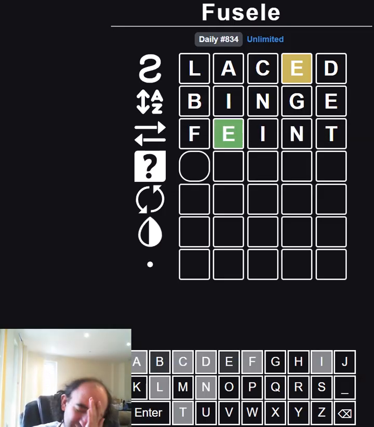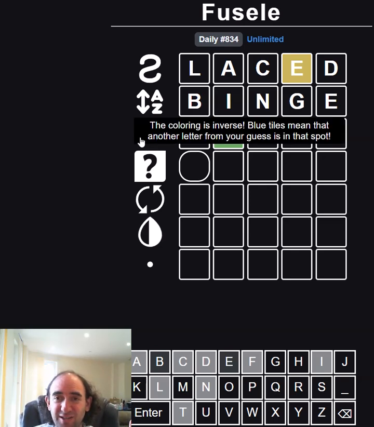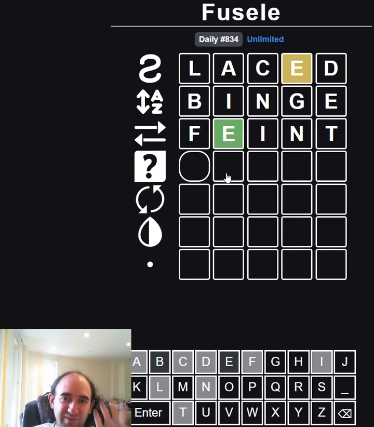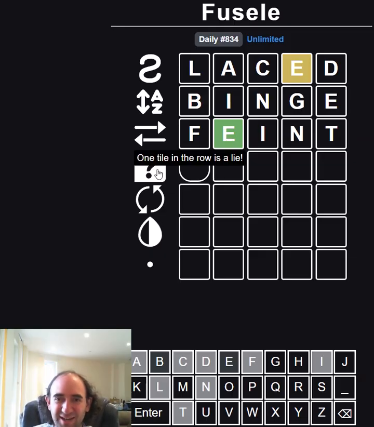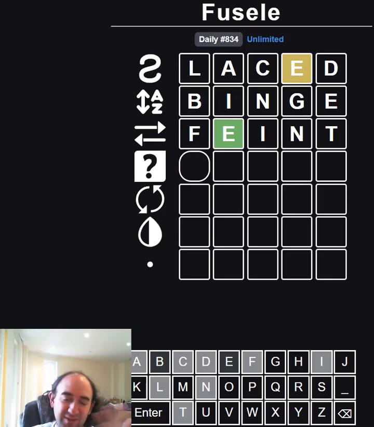Oh gosh, we've just ruled out another bunch of letters. Okay, so we don't get any blue tiles, so that means that the only letter we've got right still is the E. At least we've got it in the right place. This one's going to mess with my head even more. One tile in the row is a lie. Okay, so that obviously doesn't come into play until after we've had our guess.